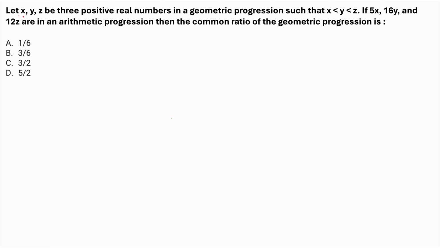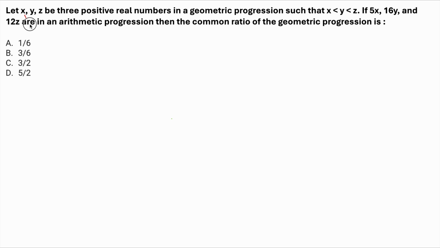So the question says, let x, y and z be three positive real numbers in a geometric progression such that x is less than y, which is less than z. If 5x, 16y and 12z are in arithmetic progression, then the common ratio of the geometric progression is. Right, so very straightforward question.